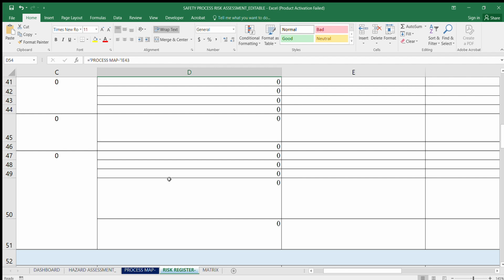So in the next video, which should be session 12, we're going to look at biosecurity risk assessment. So we're going to look at biosecurity risk assessment using the Excel template. So see you in the next video.